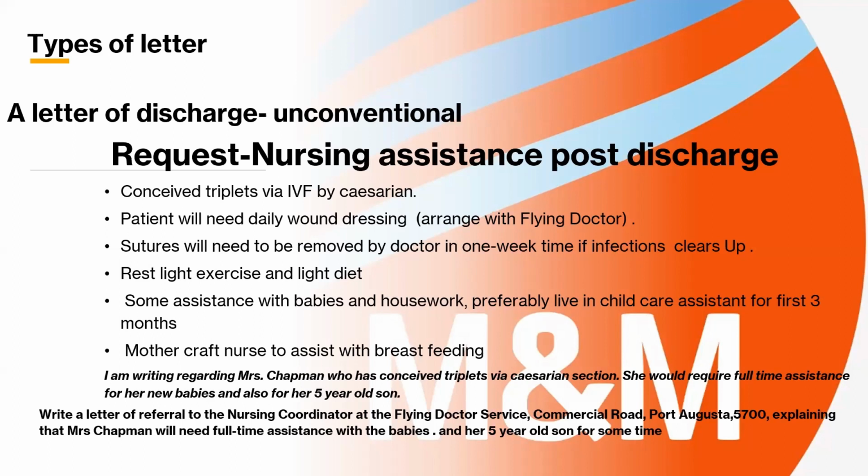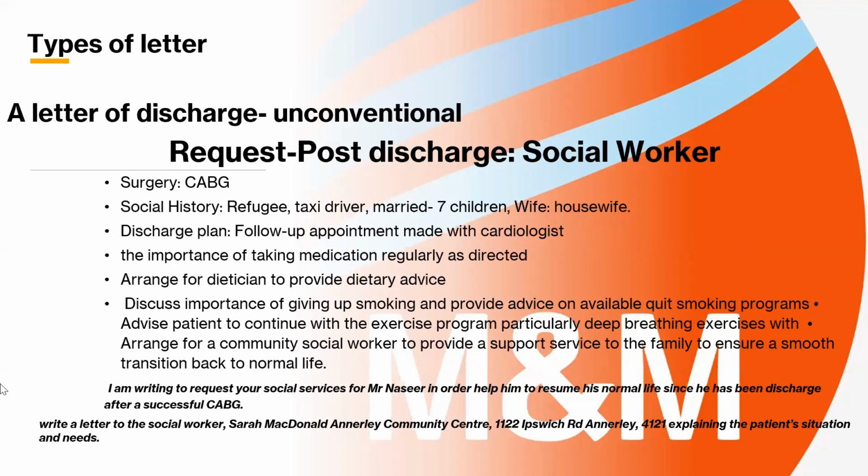But it's a kind of letter where students get confused when they see a lot of things in the letter ongoing. So we can simply write down, I'm writing regarding Mr. Chapman, who has conceived triplets via C-section. She would therefore require full assistance for her new babies and also for her 5-year-old son, right? So you can see this is a letter of discharge in the unconventional category when we are requesting nursing assistance post discharge. So you can see it's a kind of request letter to the nursing assistant post discharge.